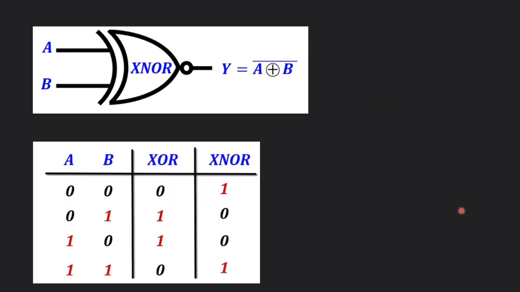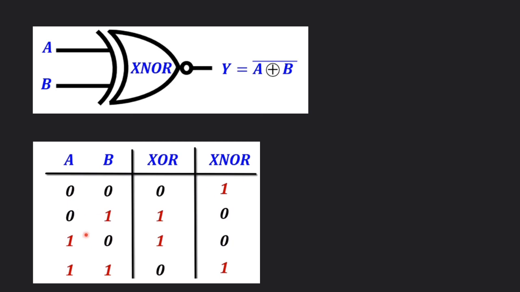And the truth table of the XNOR gate: the first possibility, A is equal to 0, B is equal to 0, and the output of the XOR gate is a 0, and a NOT gate is connected at the end of the XOR gate, so the output becomes a 1 and it is known as the XNOR gate.